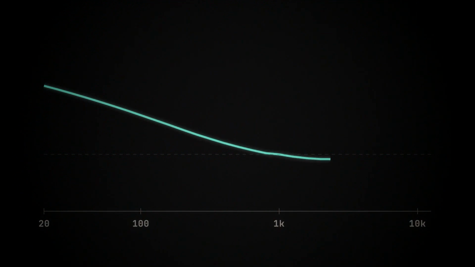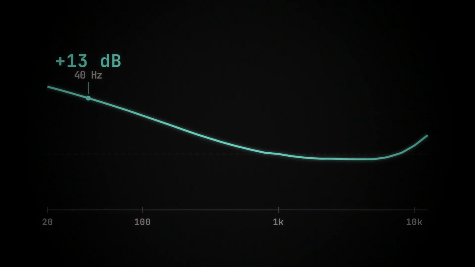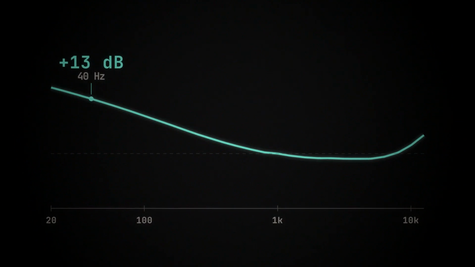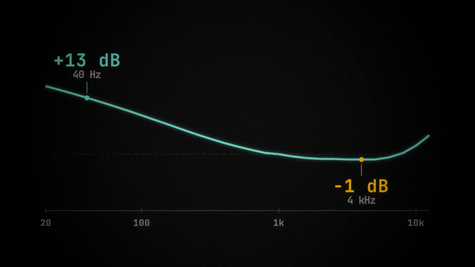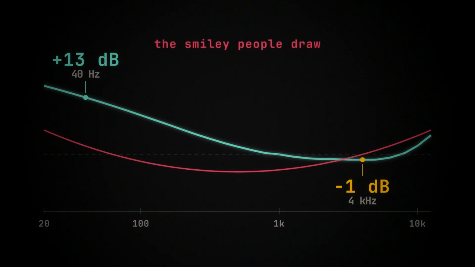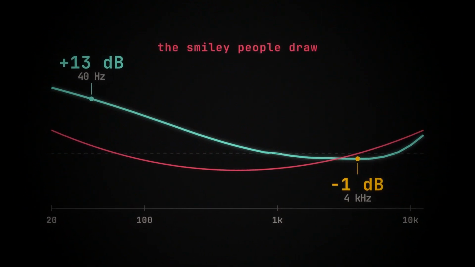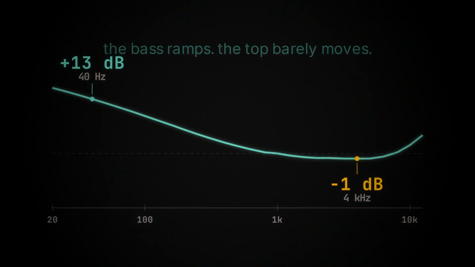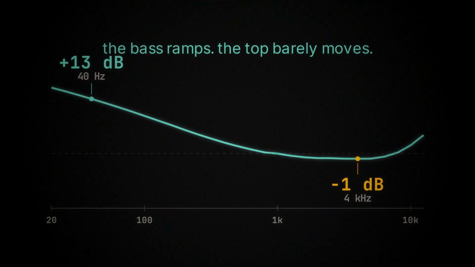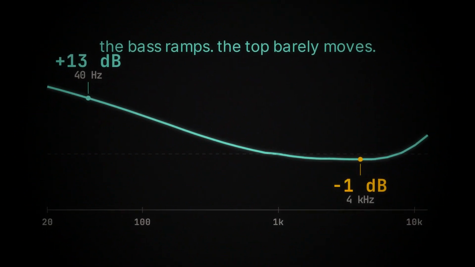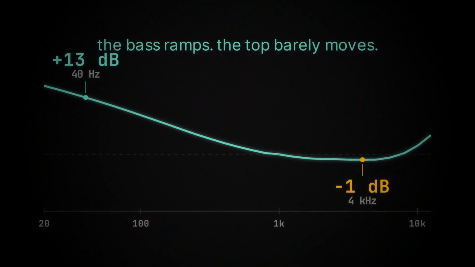And here's the part I didn't expect. This is almost entirely a low-end effect. Go from a quiet listen to a loud one, and 40 Hz comes up around 13 decibels relative to 1 kHz. At 4 kHz it moves the other way, about a decibel down. So the usual smiley drawing is just too simple. The bass rises like a ramp while the top barely changes. When a mix opens up as you turn it up, that's mostly your low end arriving.